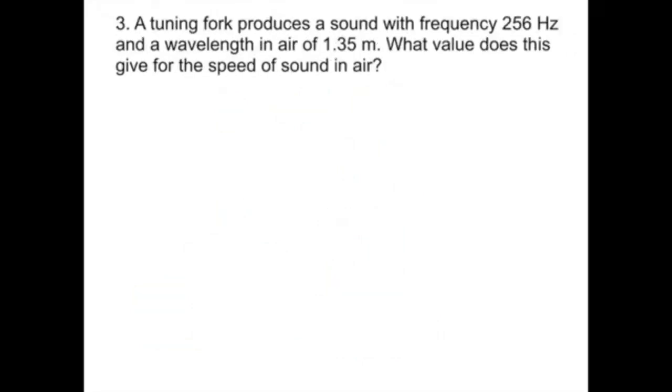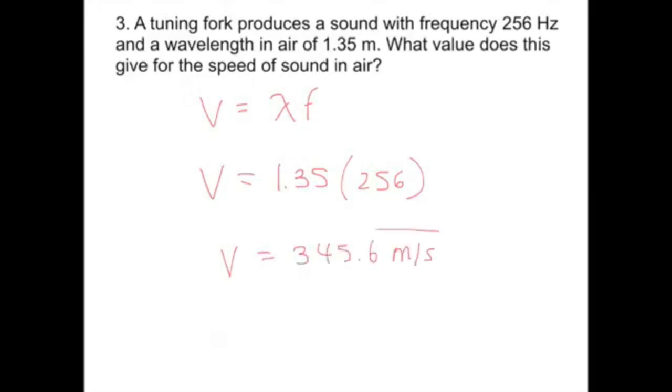Number 3. A tuning fork produces a sound with a frequency of 256 Hz and a wavelength in air of 1.35 meters. What value does this give for the speed of sound in air? So now we're solving for the speed of sound, so that's v. And then once again, velocity is equal to wavelength times frequency. So I'll leave this variable as v because we don't know its value yet. We know that the wavelength is 1.35 meters, and the frequency is 256 Hz. If I multiply these values together, I get that the velocity of sound in air is about 345.6 meters per second, which is pretty similar to the value they gave us before of 340 meters per second.